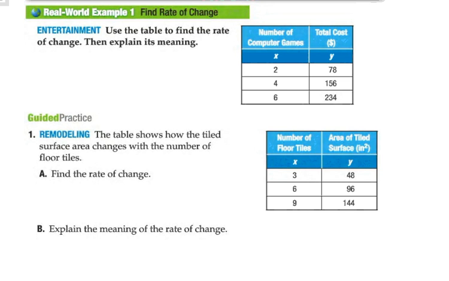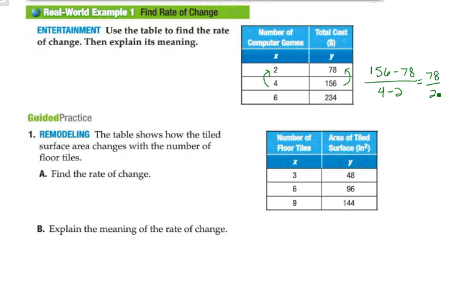Well, change in y again. We're going to figure out the difference in the cost versus the difference of how many computer games that we did. So again, change means that we're subtracting 156 minus 78. That's going to tell us the difference in cost versus the 4 minus 2, difference of how many games. So 156 minus 78, it looks like, again, no hidden costs, so it costs us $78 for 2 games.